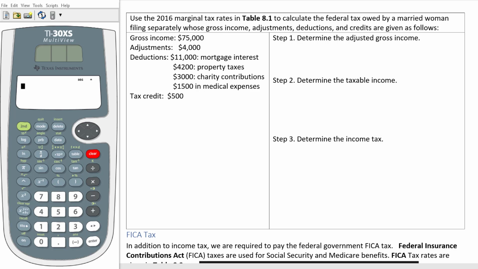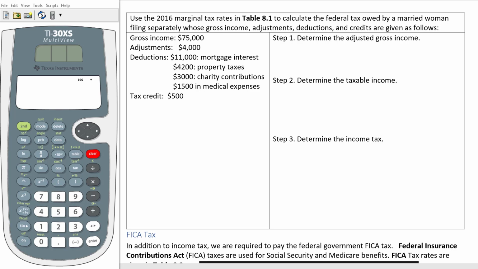So we have another example here. We're going to use the 2016 marginal tax rates again to calculate the federal income tax owed by a married woman filing separately whose gross income, adjustments, deductions, and credits are given as follows. First step, we're going to find the adjusted gross income.